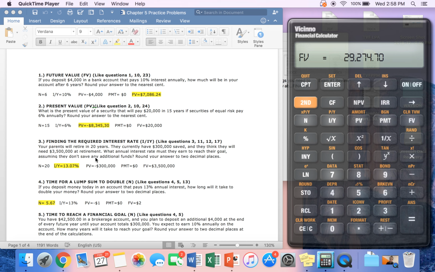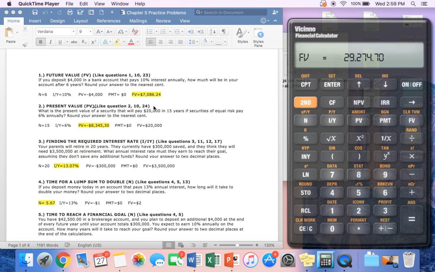I've broken out the problem for you already. The solution is there, but let's step through this real quick. Pretty straightforward with this one. It's just a future value problem. My N is 6. My IY, my interest rate, is 10. My present value is negative 4,000 because that's what I'm depositing into the bank, so that cash flow is negative to me. We don't mention anything about a payment in this question.